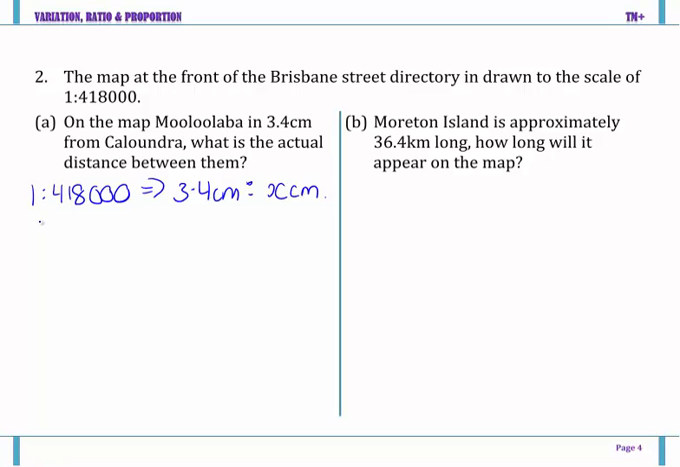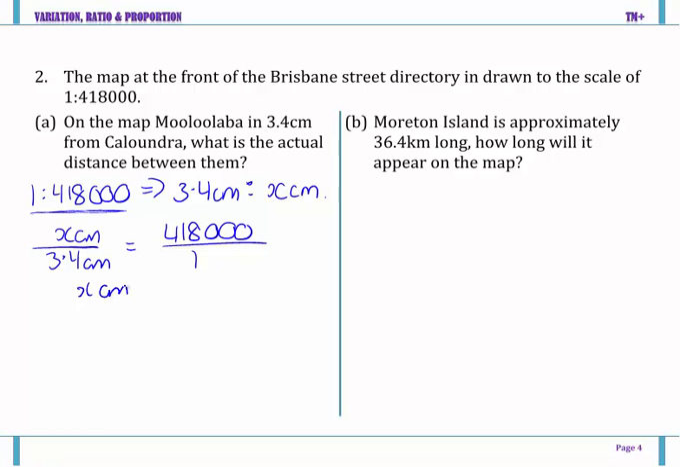So this 1 on the map is 418,000 in real life. This 3.4 centimetres, well, what is that in real life? And the answer will be in centimetres, because we don't have any units here. So we have to assume they're the same because that's what we do with ratios. So again, my x is what I don't know, so that goes over my 3.4. I had the second thing over the first, so again the second thing over the first.